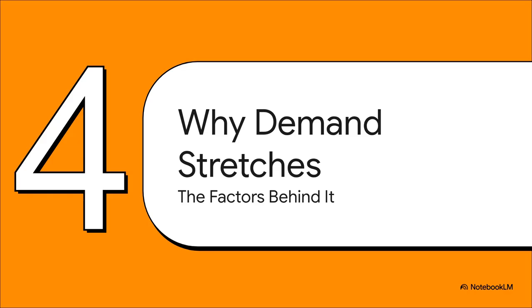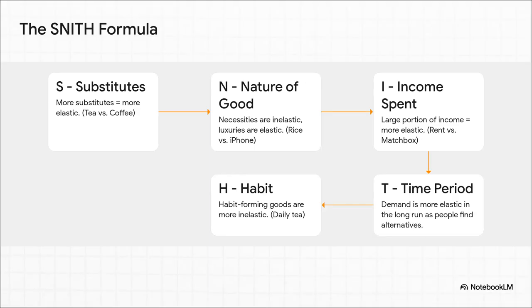Well, it turns out there are a few key factors that determine all this. And lucky for us, there's a really handy way to remember them. And we can remember them with this little acronym, SNF. Let's break it down. First up, S is for substitutes. It's simple. The more alternatives you have, like, say, tea versus coffee, the more elastic the demand is going to be. And hey, this is exactly why brands spend billions on marketing, right? They're trying to convince you there are no good substitutes for their product.